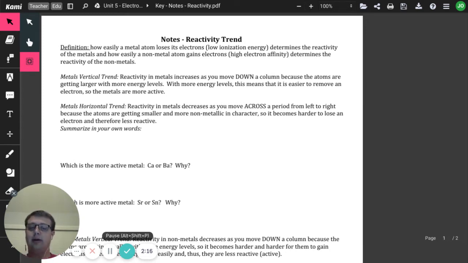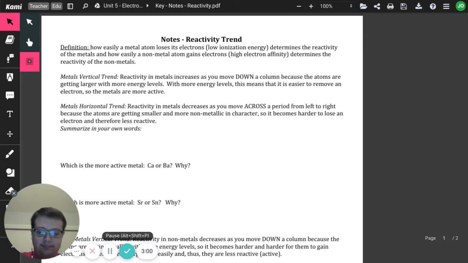The horizontal trend is the further we are to the left side of the periodic table, the more reactive we will be. Why? Because we're going to have fewer protons in comparison to all the others, so further to the right side. So if I'm looking for my vertical trend, again, remember the further you are down towards the bottom with the metal, the more reactive it is. For the horizontal trend, the further you are to the left side of the periodic table, the more reactive it is. Okay? All right. So what I want you to do is just summarize both of those trends in your own words. So pause your video, summarize the trend, and then we'll go over it.